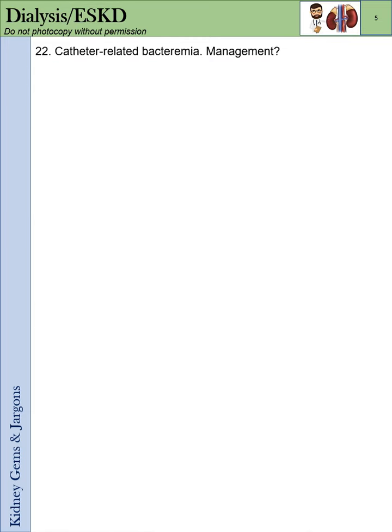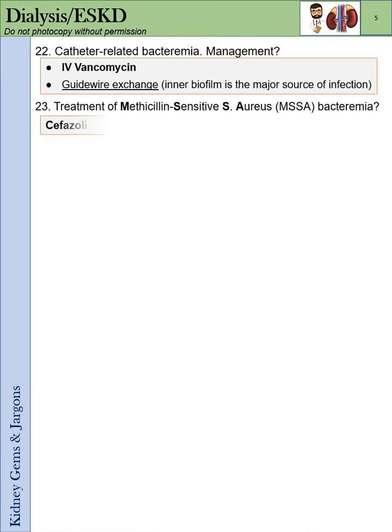Catheter-related bacteremia, how to manage that? IV vancomycin, guide wire exchange. The inner biofilm is the major source of infection. Treatment of MSSA or methicillin-sensitive Staph aureus bacteremia: you give cefazolin IV 20 to 25 milligrams per kilogram after each dialysis session.